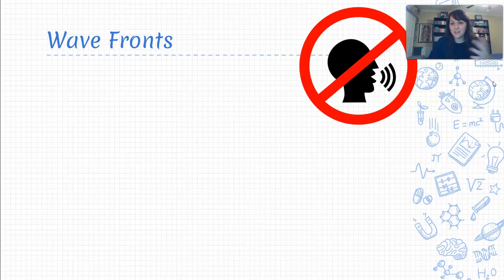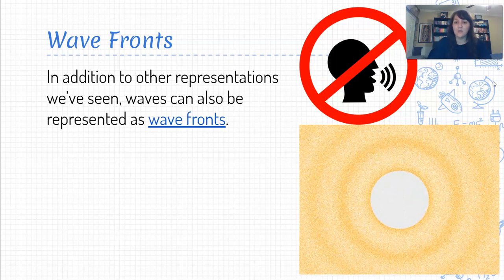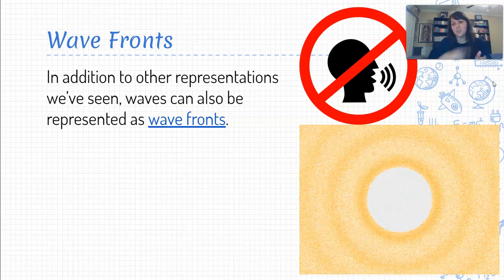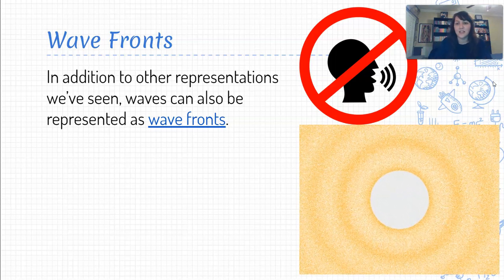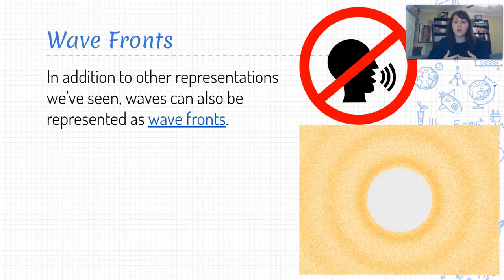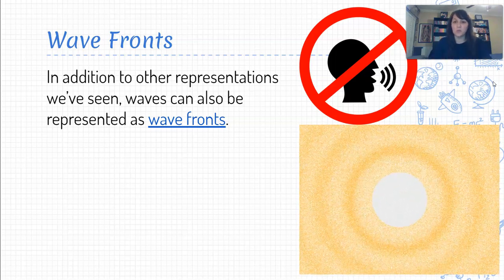And it turns out that in addition to telling people to be quiet, that representation is also really useful in a scientific context as well. We call these little lines that are emanating out from a source wave fronts, okay? And so that's another way, in addition to the classic sine waves and things like that we've already used, wave fronts are another way for us to model and diagram the movement of waves through space.